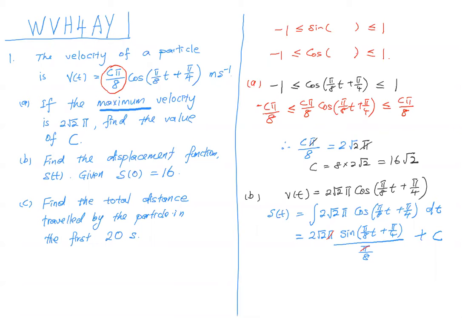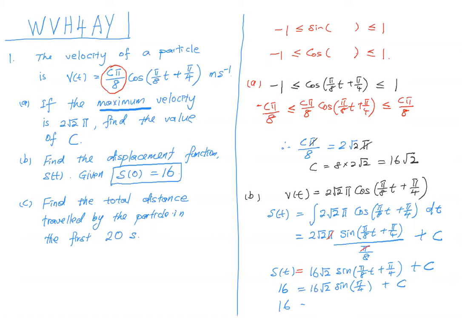So you get 16 root 2 sin(pi over 8 t plus pi over 4) plus c. Okay, so now we have to get our c based on this information. So I will put 16 equal to 16 root 2, the t I put 0. So I got sin pi by 4 plus c. Okay, can someone tell me what is sin pi by 4?